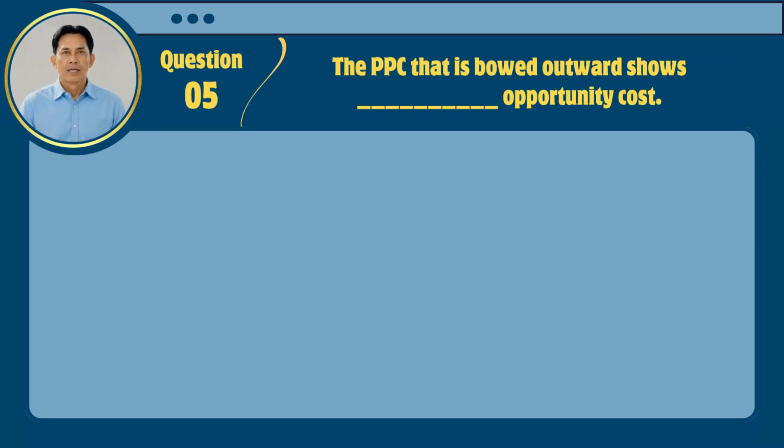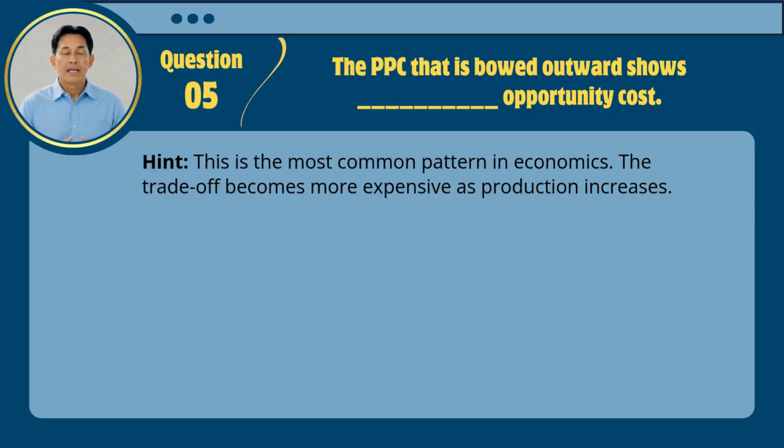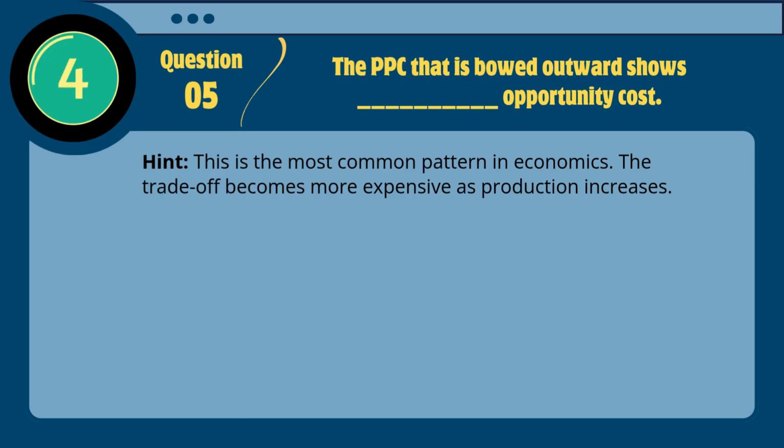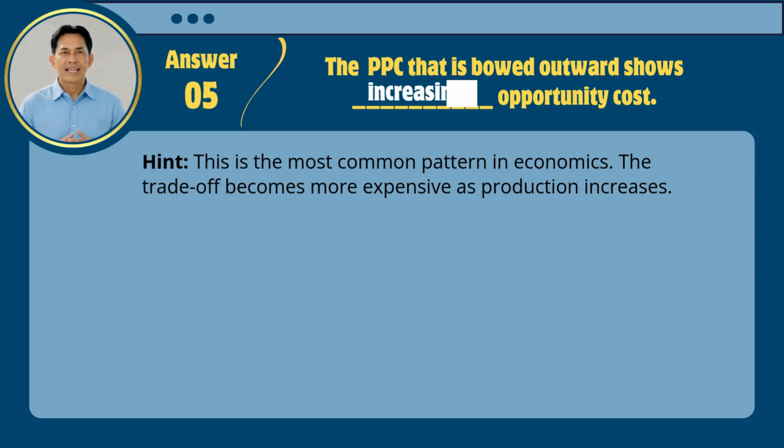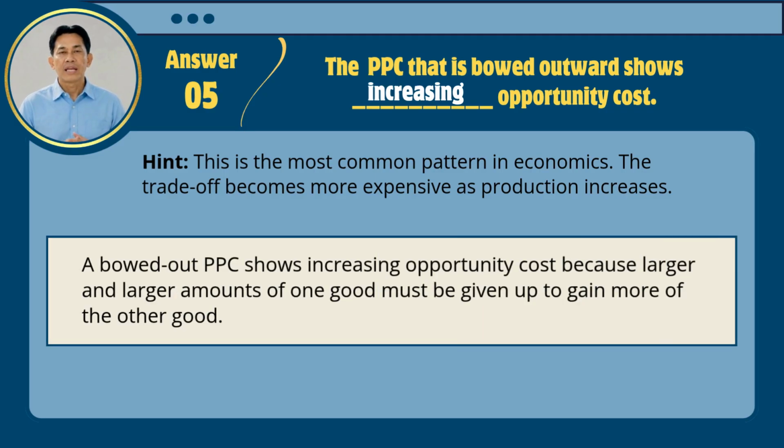Question number 5. The PPC that is bowed outward shows what opportunity cost? Here's your hint. This is the most common pattern in economics. The trade-off becomes more expensive as production increases. If you said increasing, you are absolutely correct. A bowed-out PPC shows increasing opportunity cost because larger and larger amounts of one good must be given up to gain more of the other good.